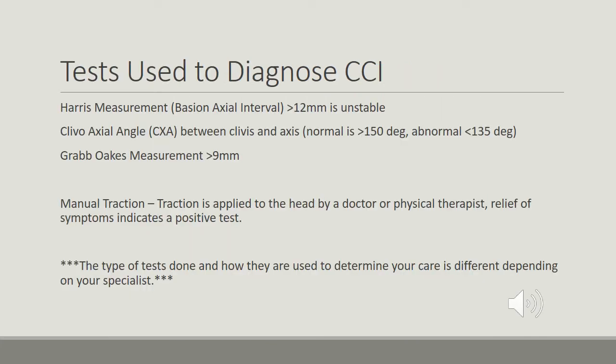There are three measurements that are commonly looked at for CCI through the tests. The first one is the Harris measurement, and that's a Basion axial interval or the Basion Dens interval. Anything more than 12 millimeters is considered unstable. You have the Clivo axial angle, the CXA, between the clivus and the axis. Normal is greater than 150 degrees. Abnormal is anything less than 135 degrees. And the Grabb-Oakes measurement, anything over 9 millimeters is considered positive. And we're going to show you those pictures in just a moment.